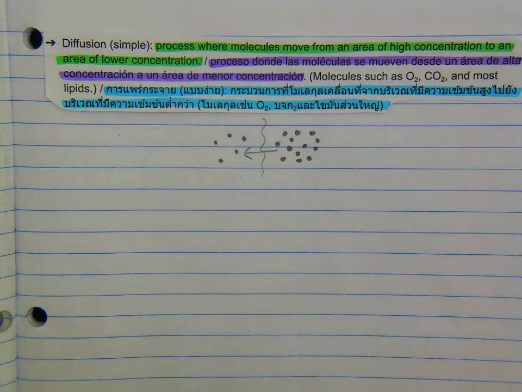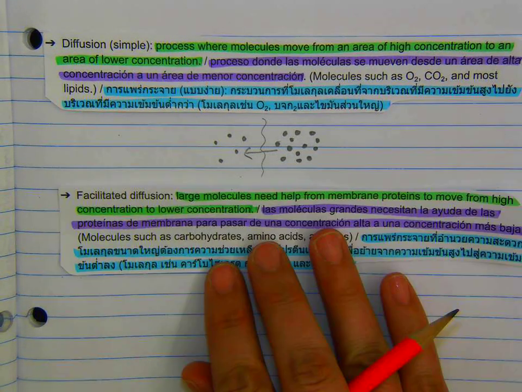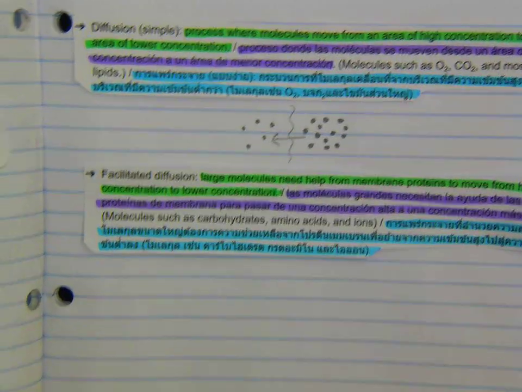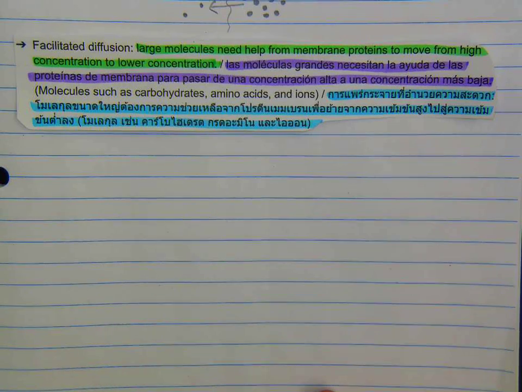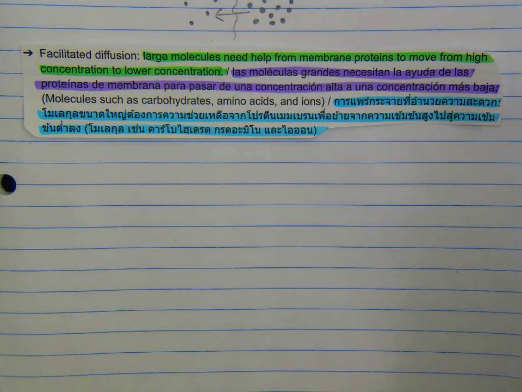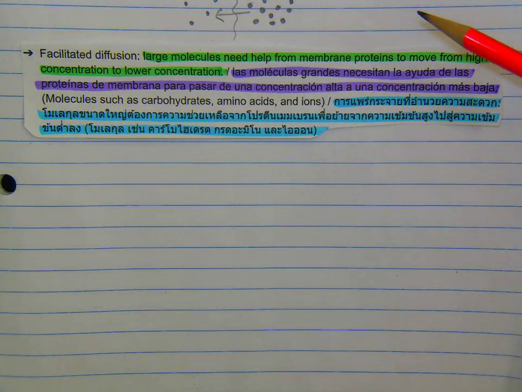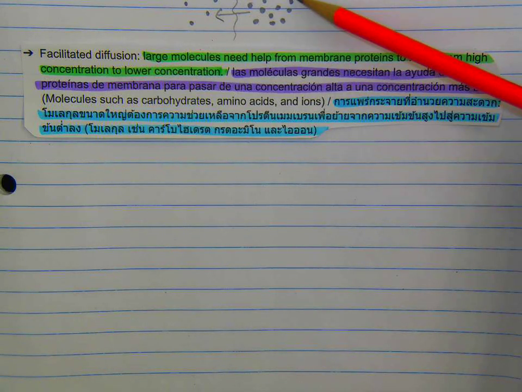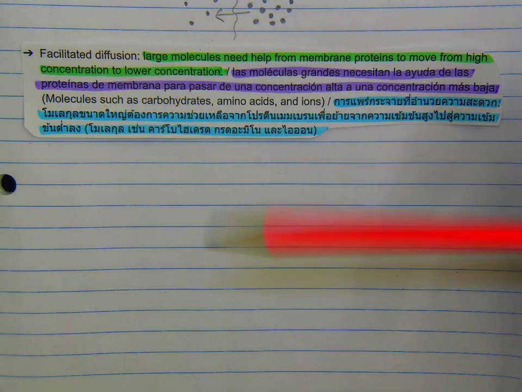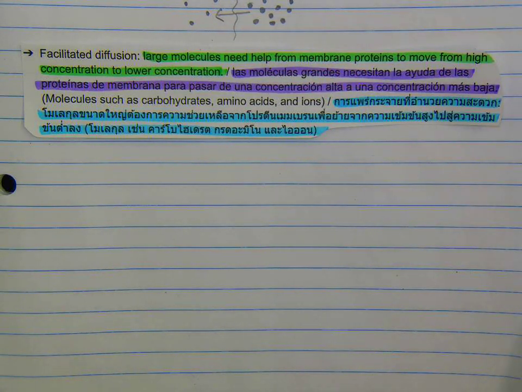Our next type of passive transport is facilitated diffusion. So, facilitated diffusion is when large molecules need help from membrane proteins to move from high to lower concentration. So, if you facilitate something, you're helping it happen. In facilitated diffusion, it's still passive because we're moving those molecules from a high to low concentration. It doesn't take energy to go against the concentration gradient, but this time they're too big.